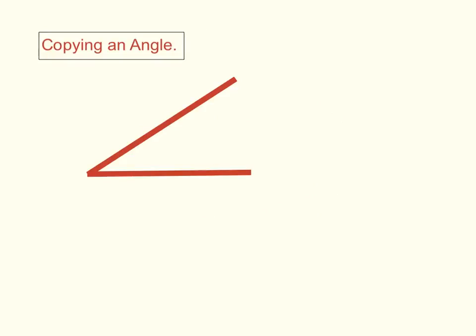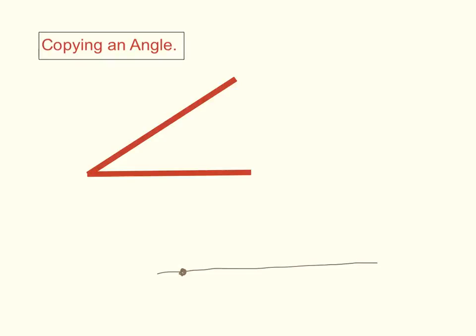And the last construction we're going to do is copying an angle. I want to make an exact duplicate. Really, I want to duplicate this angle measurement. So the very first step is to draw a line for which I'm going to create my angle and pick an endpoint somewhere on that segment. This endpoint is going to be the vertex. This is going to match up with this vertex right here.